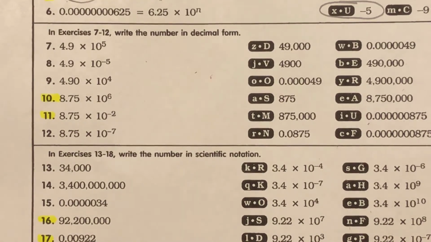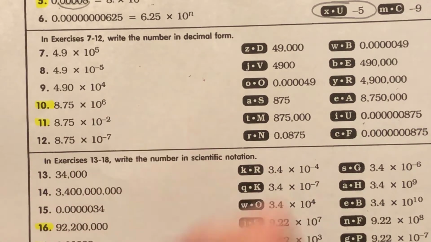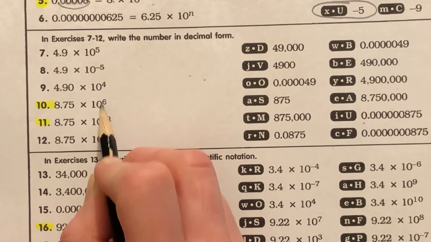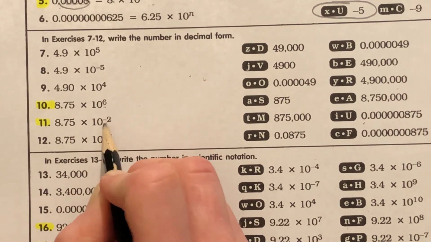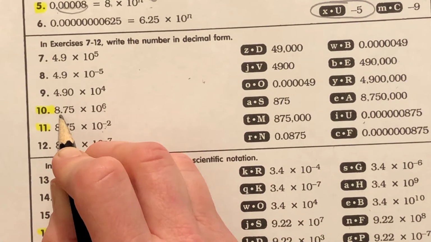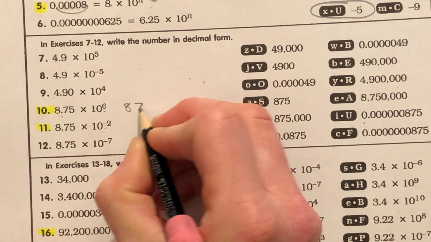These numbers are already written in scientific notation, and we are going to write them in standard form. I chose these two because they have the same base number. This is going to be a big number. This is going to be a small number. It's got a negative. So I'm going to move this 6 places to make it bigger. It would be 8, 7, 5.